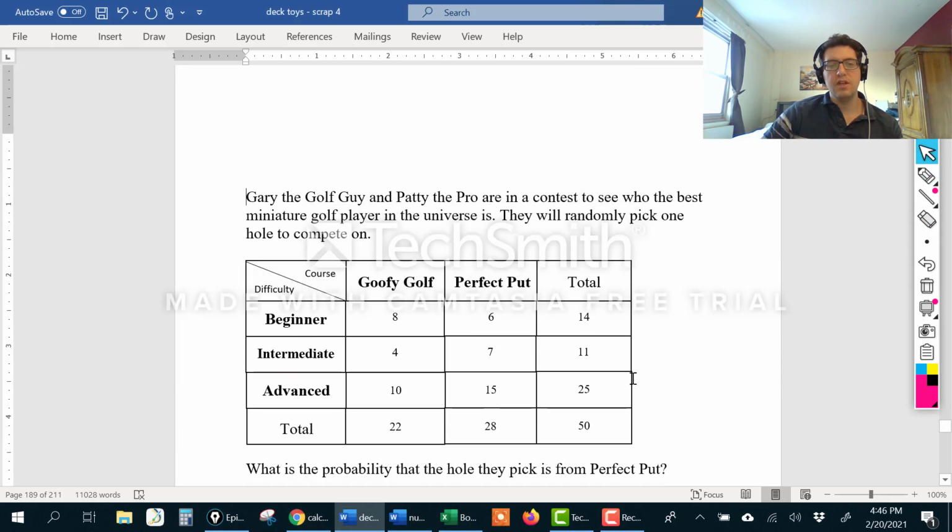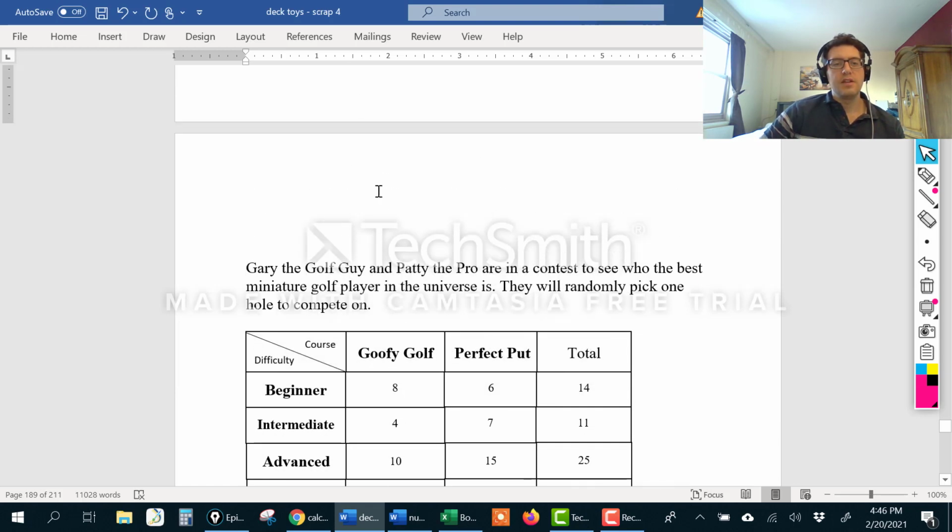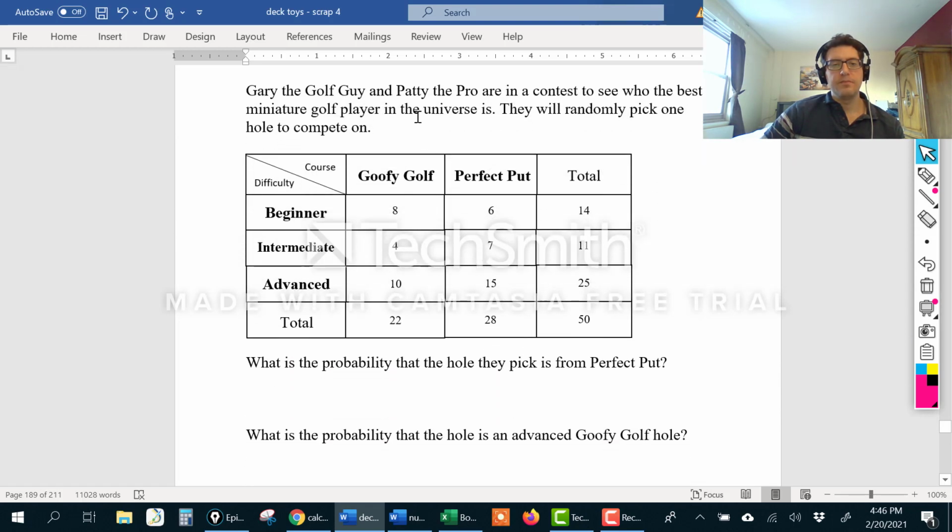All right, let's go down here where it says Gary the golf guy and Patty the pro are in a contest to see who the best miniature golf player in the universe is. And apparently it's only between these two people. They will randomly pick one hole to compete on. All right, so this is the same table that we had earlier. Here are the courses here, Goofy Golf and Perfect Putt, here are the difficulties. What is the probability that the hole they pick is from Perfect Putt?